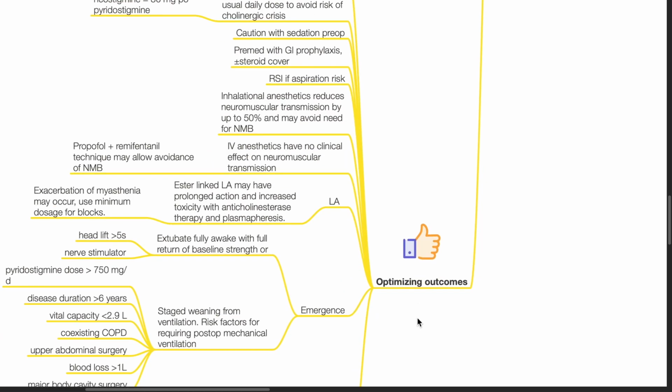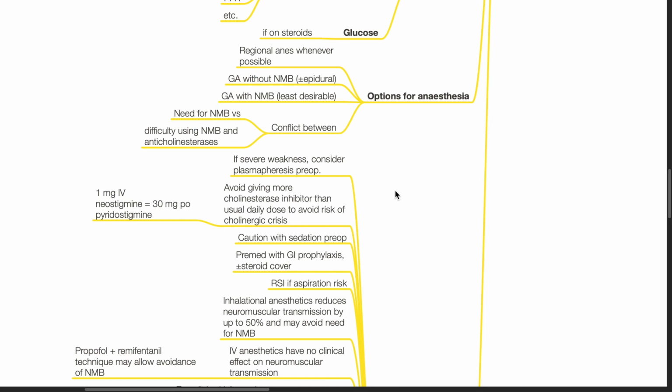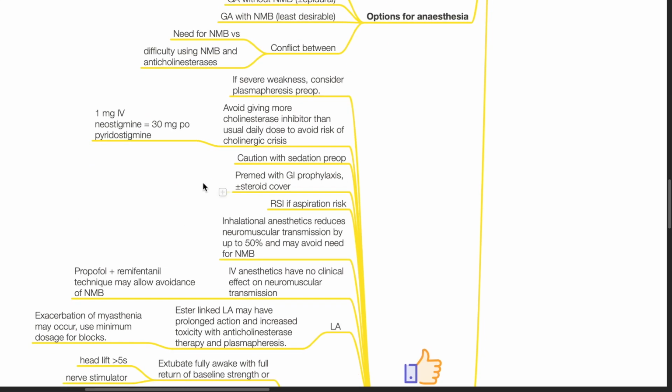Measures to optimize outcome. If there is severe weakness preoperatively, consider plasmapheresis. Avoid giving more cholinesterase inhibitor than the usual daily dose to avoid risk of cholinergic crisis. 1 mg of IV neostigmine approximates to 30 mg of oral pyridostigmine. Be cautious with pre-op sedation, pre-medication with gastrointestinal aspiration prophylaxis and steroid cover, rapid sequence induction if there is risk of aspiration.